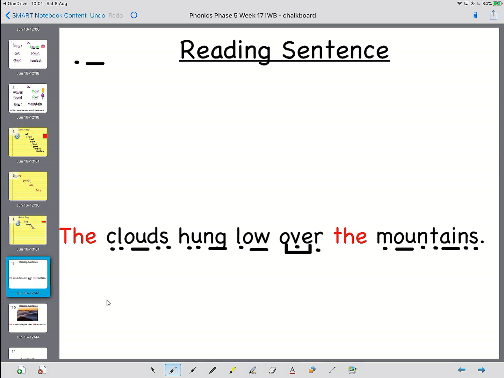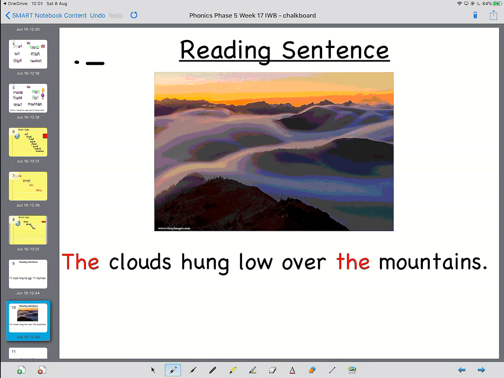Okay, let's have a look at the picture and read it for fluency, and I want you to read it. Brilliant. The clouds hung low over the mountains. Well done, an excellent day's work. There'll be another lesson ready for you tomorrow.